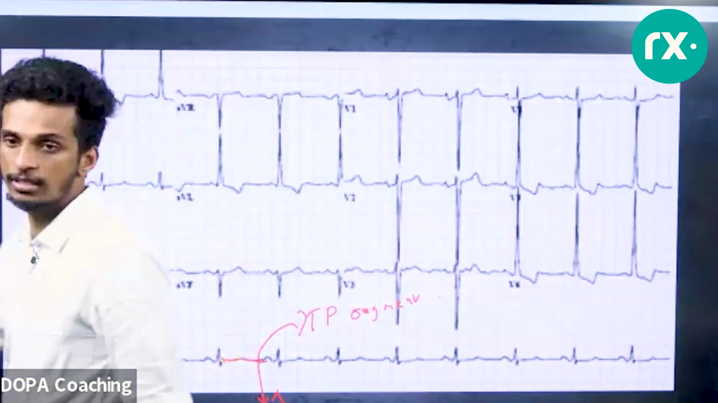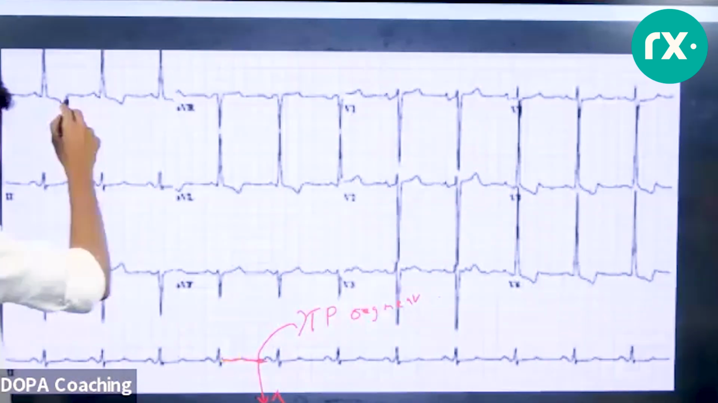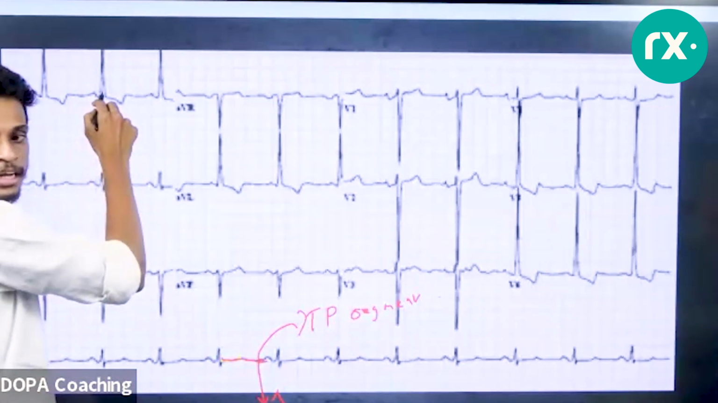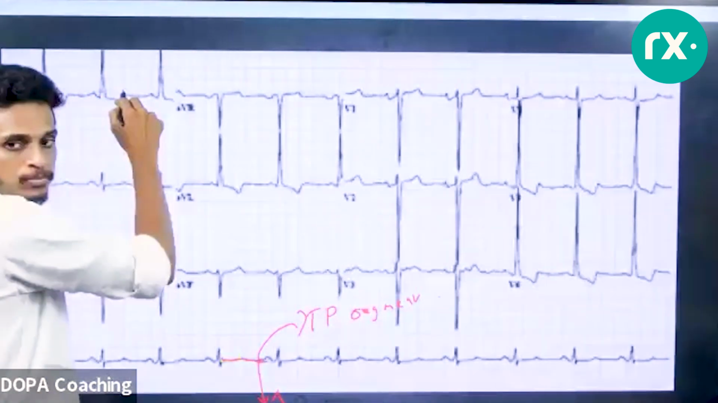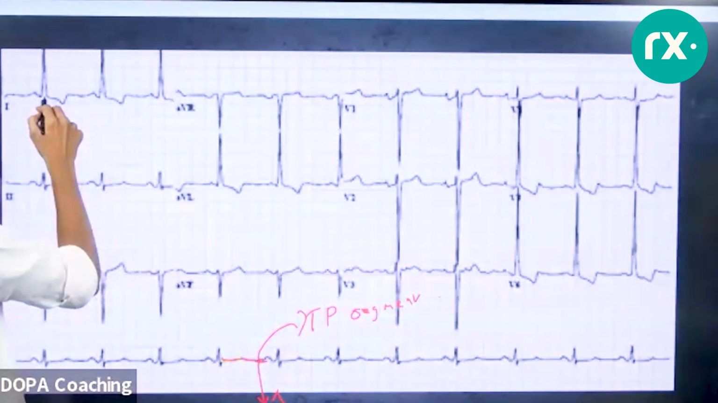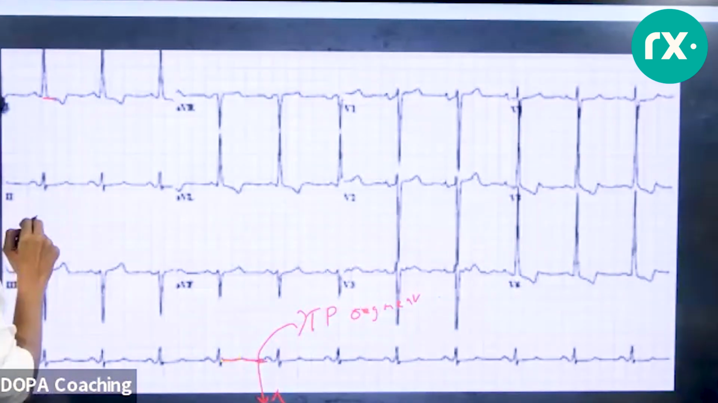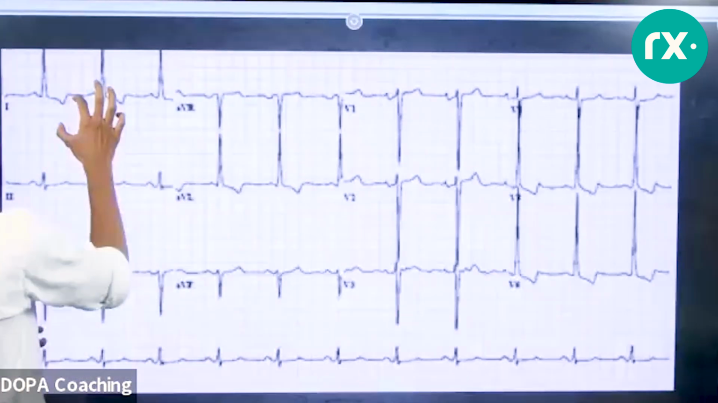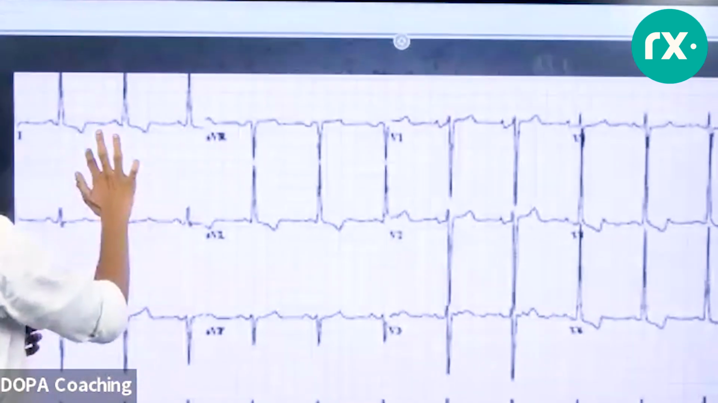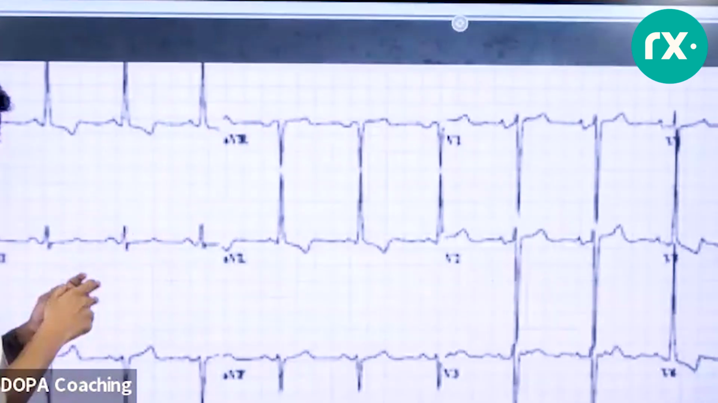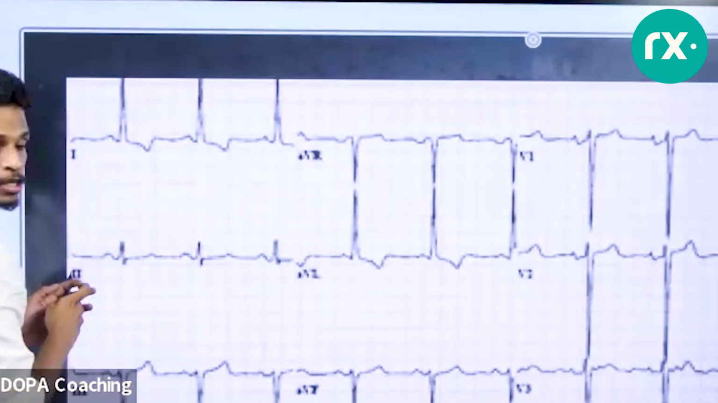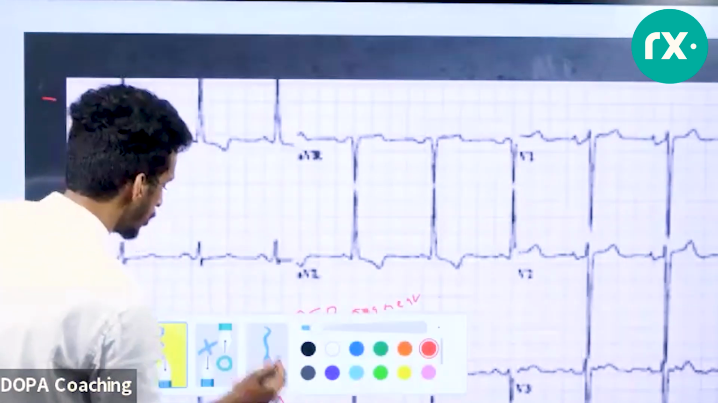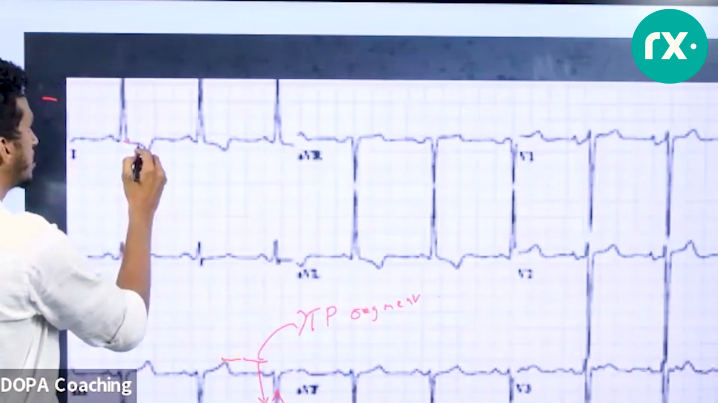When I'm looking at this ECG, I have lead one here. In lead one, when I follow the waves, I see a P wave here, and after the P wave I see a QRS here. And after the QRS, this is the ST segment. I'll zoom in further. See, this is my lead one. In lead one, this is my ST segment. Is it clear?